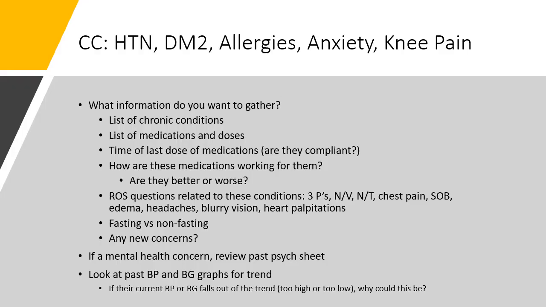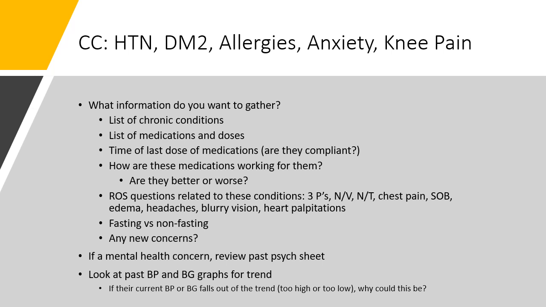Okay, now we can move on to the subjective section, gathering the HPI. Remember that the chief complaints are hypertension, type 2 diabetes, allergies, anxiety, and knee pain. So a lot of different concerns here. So what information do you want to gather from this patient? Remember that you are an investigator and you're asking them questions.